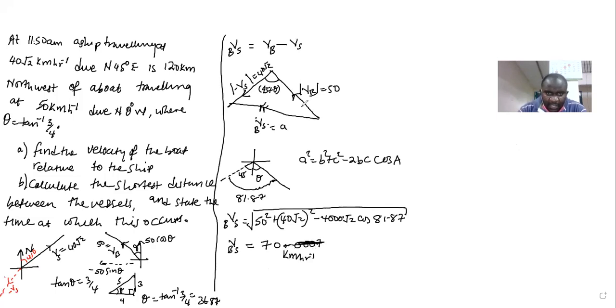So we also need to get the direction of the relative velocity, call it alpha. So sine of alpha divided by 40 root 2 is going to be equal to sine of 81.87 divided by 70. Press your calculator and confirm to me what alpha is.